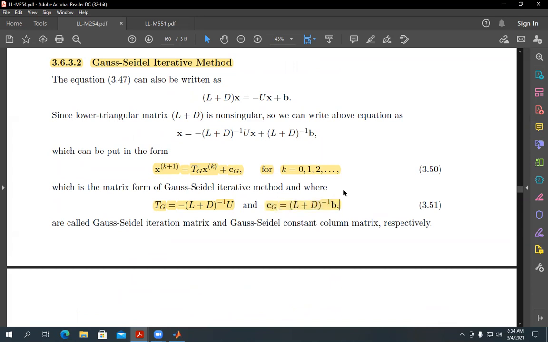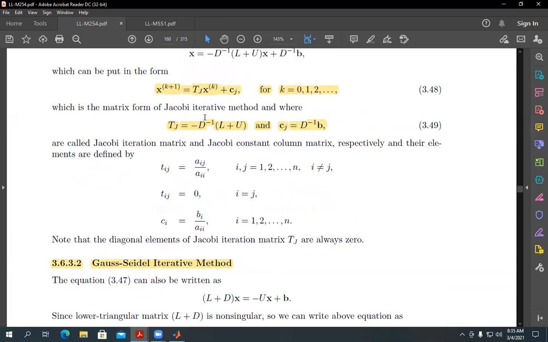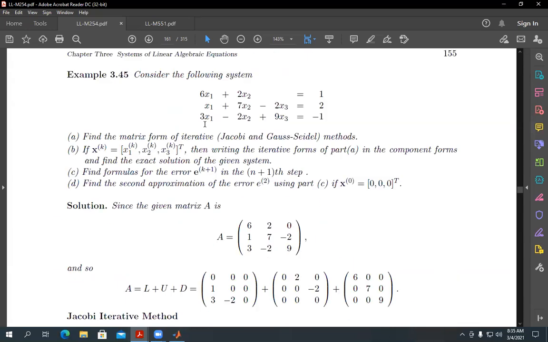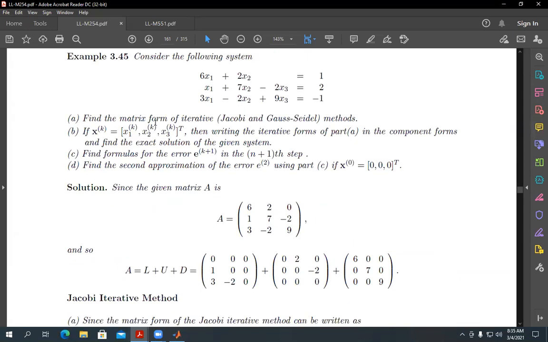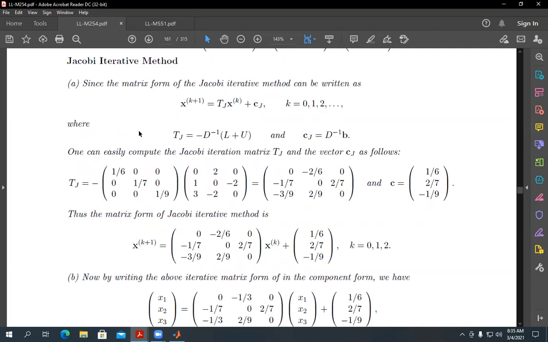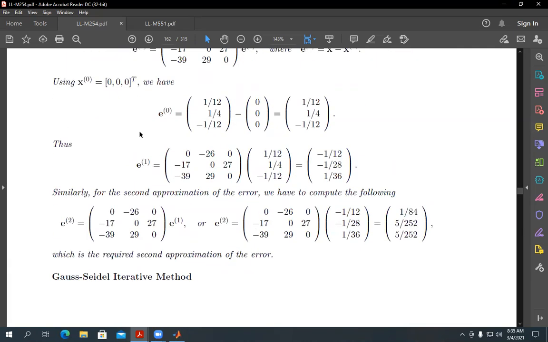So these are two important formulas for how the teacher may ask you to write the given system in the form of Jacobi or Gauss-Seidel in the matrix form. It means you have to calculate the Tg, which is this formula for the Seidel, and Tj, which I told you. Now leave this example 3.45, it is not with us here.